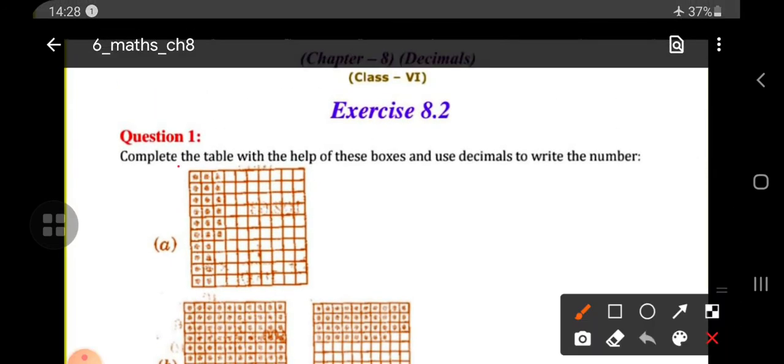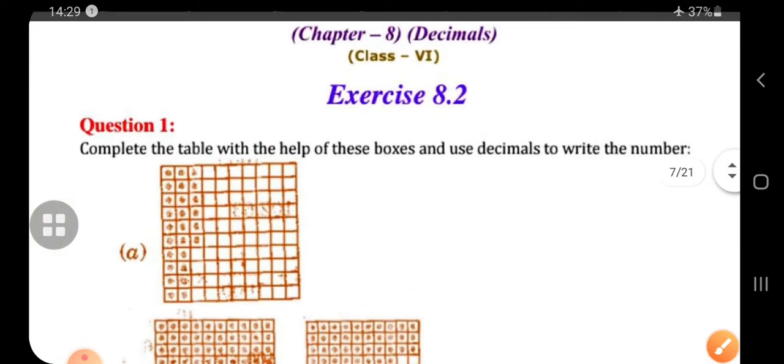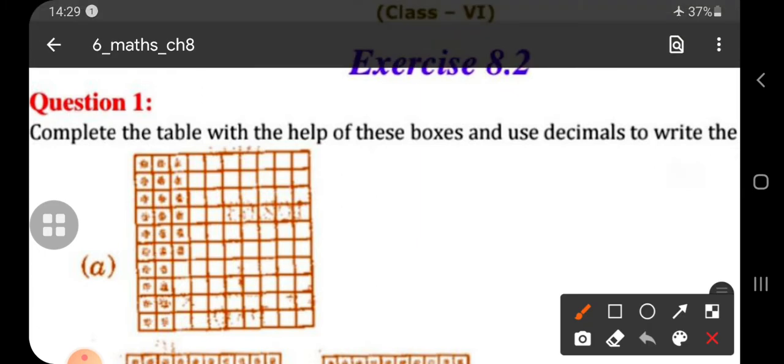What is this box? This one box is given and this box is divided into small units. Total how many small units are there? So that you can count very easily. You can count the number of boxes in one horizontal line. So here total 10 boxes are there. You can see in the textbook and you can count.